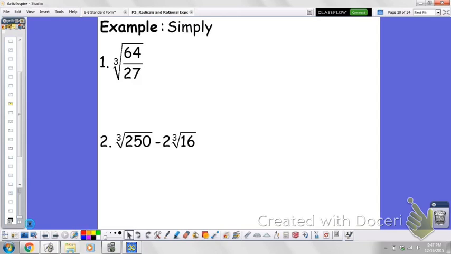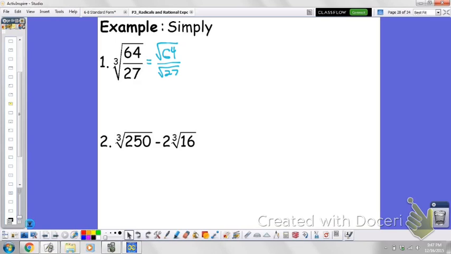Here we have some more examples. We need to simplify the cube root of 64 over 27. So I can split this up into the cube root of 64 over the cube root of 27.